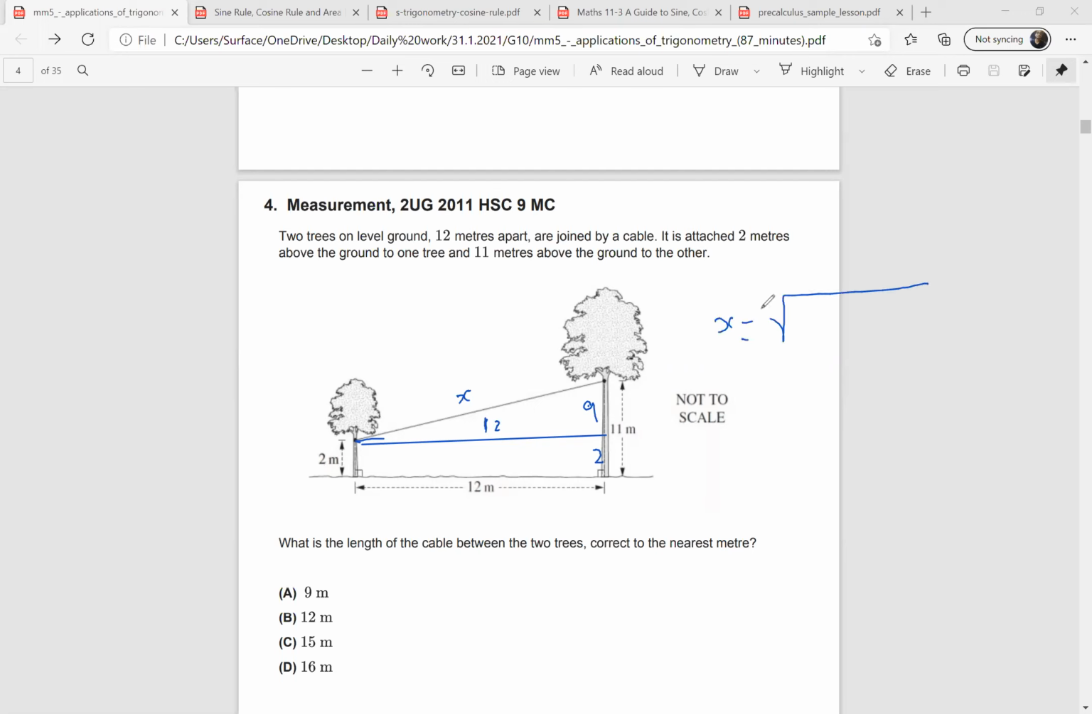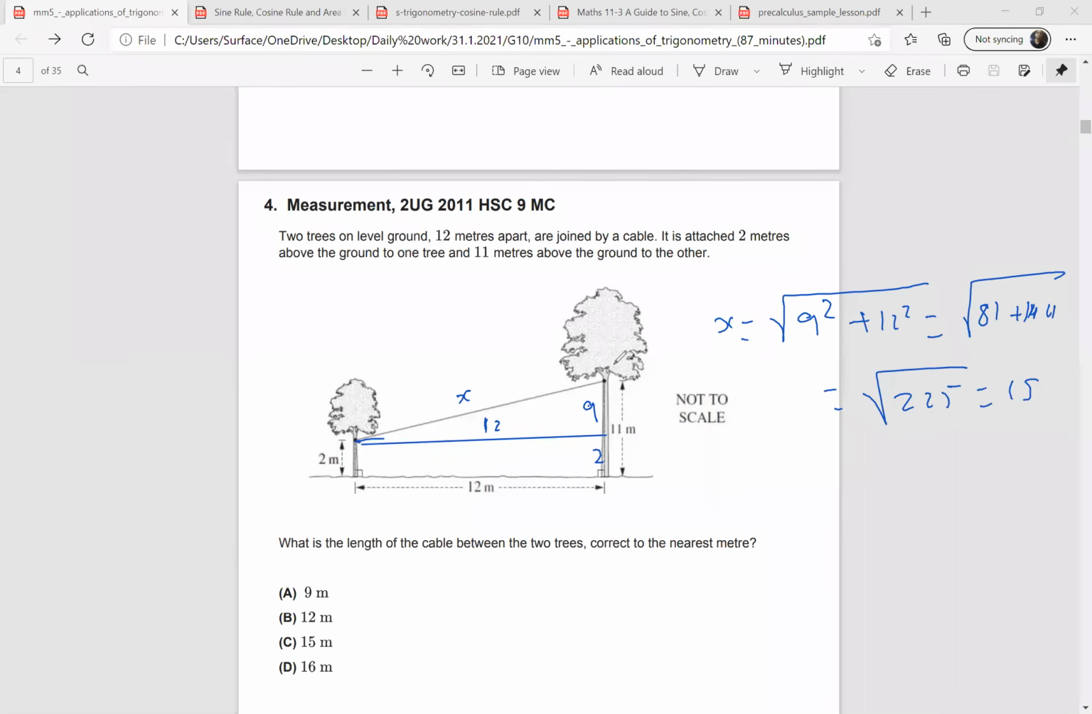Tell me the answer. It will be 15. Tell me the answer. 9 squared plus 12 squared, which is the square root of 81 plus 144, the square root of 225, which is 15. Then the length of the cable is 15.